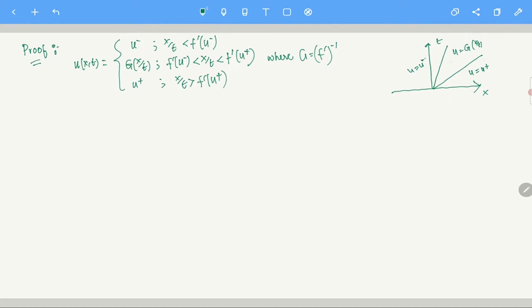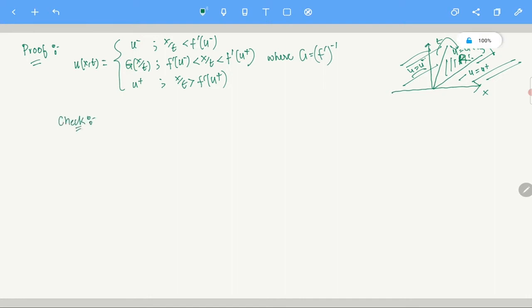Of course, I'm just arbitrarily drawing some stuff. Here in this part of the domain, u equals u minus, so that's a classical solution in this part. Again, u equals u plus in this part of the domain, so that's a classical solution. We are only interested in finding out if this is valid or not. So we are looking at the region between the two lines. Let's call it R. So we need to check.